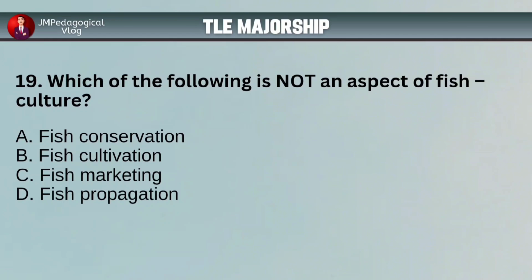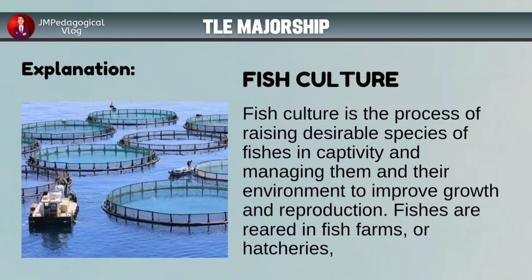19. Which of the following is not an aspect of fish culture? A. Fish conservation. B. Fish cultivation. C. Fish marketing. D. Fish propagation. C. Fish marketing. Explanation. Fish culture is the process of raising desirable species of fishes in captivity and managing them in their environment to improve growth and reproduction.